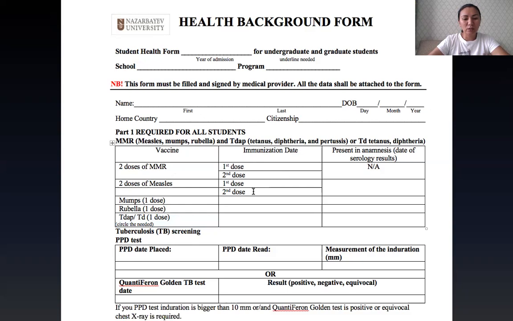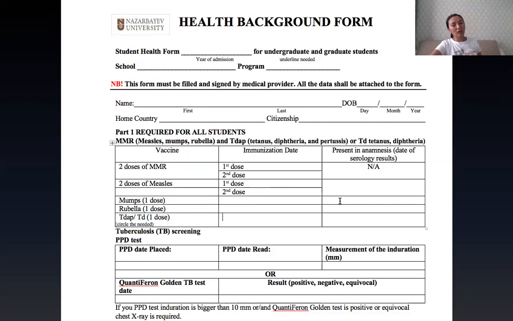In some countries, or for some people who, let's say, were born in the 80s or earlier, there was a separate vaccination against measles, against mumps, and against rubella right over here. That's why we indicated it separately. If you are not vaccinated with MMR, you can indicate vaccination against measles. It's a 2-dose vaccine. Against mumps and rubella, it's a 1-dose vaccine, and Tdap, TD is a 1-dose vaccine as well.